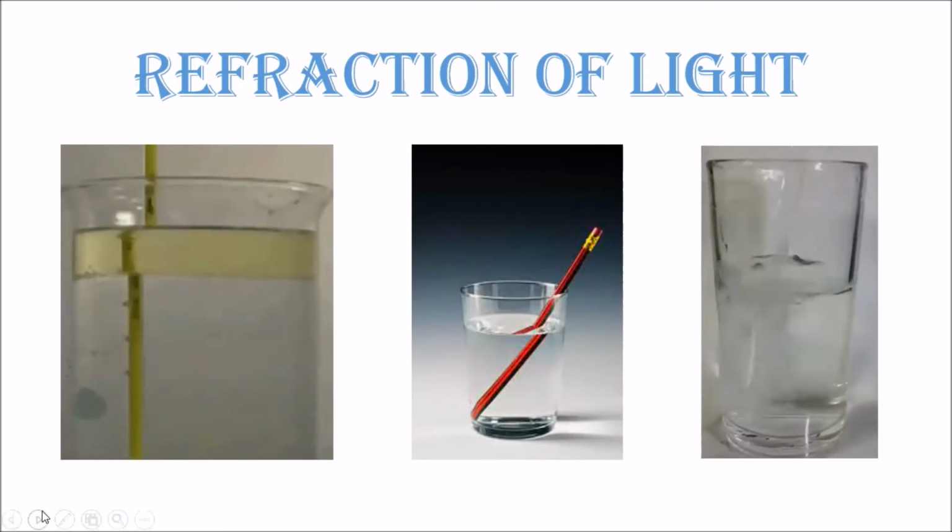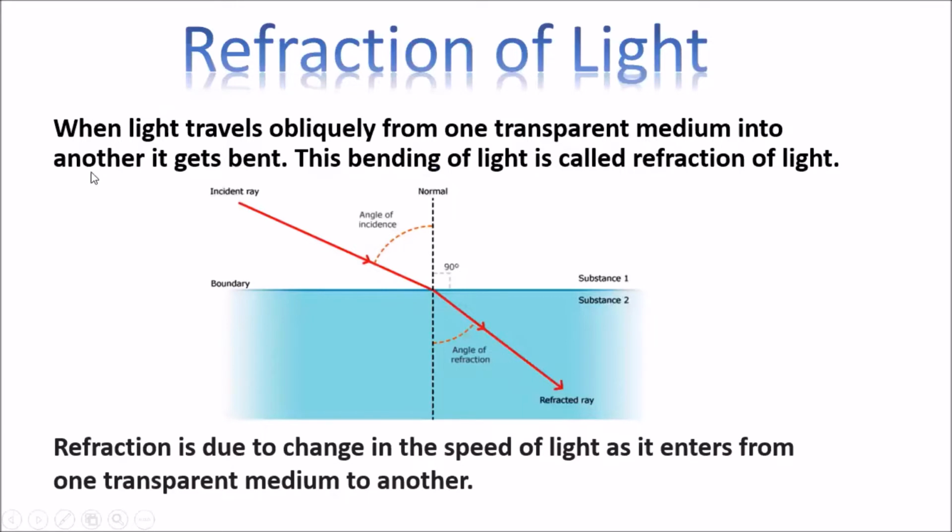So let's understand what exactly refraction is. We say that light travels obliquely. Sometimes students get confused with this term. Obliquely means tilted at a certain angle from the normal. So when light travels obliquely from one transparent medium into another transparent medium, it gets bent, and this bending of light is called refraction of light. It happens because of the change in speed of light as it enters from one medium to another.